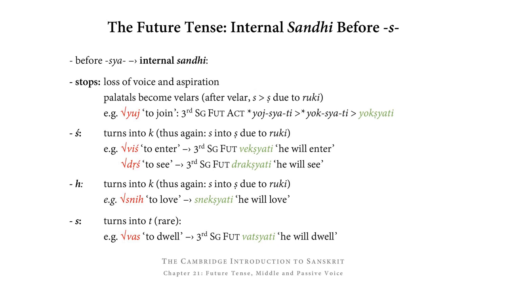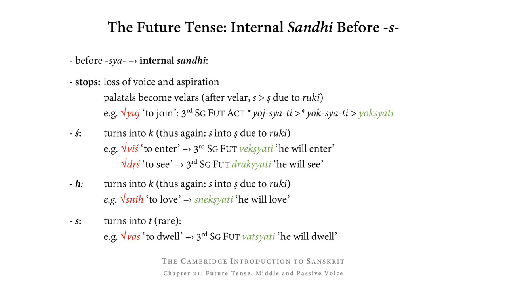Of drish, to see, we actually do not get a guna form darsh, but rather it appears as drush, so the guna a appears behind the zero grade vowel r, so drush. Then in front of sya, this sh at the end of drush changes into k, giving us drak. After this drak, the s in sya changes into shya, and so we get drakshyati.